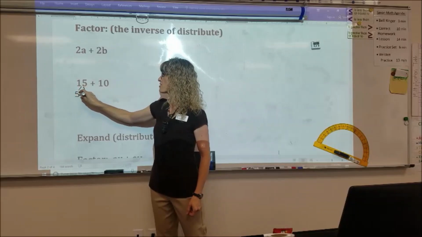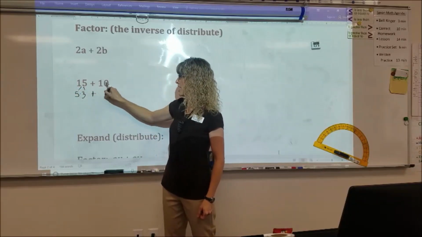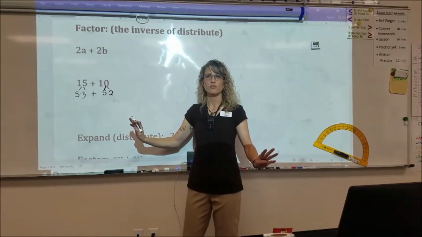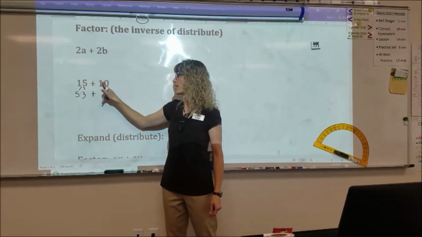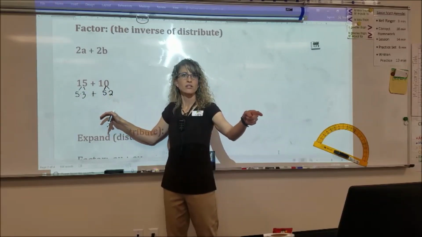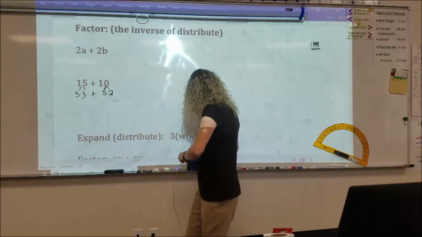So 5 times 3 would give you the 15. And 5 times 2 would give me the 10. So I'm doing step by step. I'm just writing it out with the factors of 15 and factors of 10. Looking for that greatest common factor, which is 5. I'm going to circle the 5.